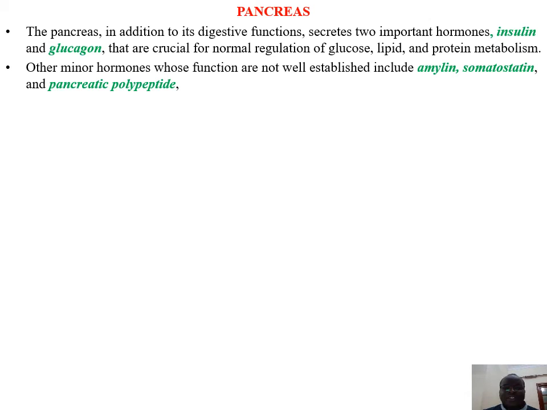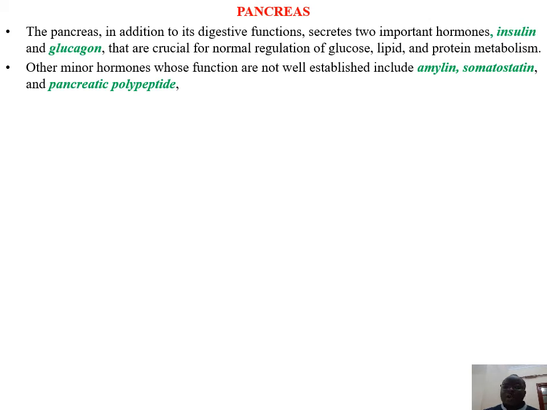The pancreas, in addition to its digestive functions, secretes two important hormones, insulin and glucagon, that are crucial for normal regulation of glucose. So you know the normal regulation of glucose, lipid and protein metabolism is actually regulated by insulin and glucagon. These are the two antagonistic hormones that are produced by the pancreas.